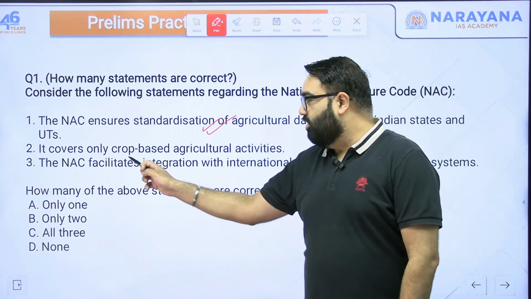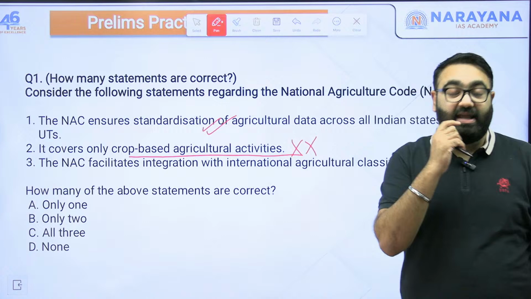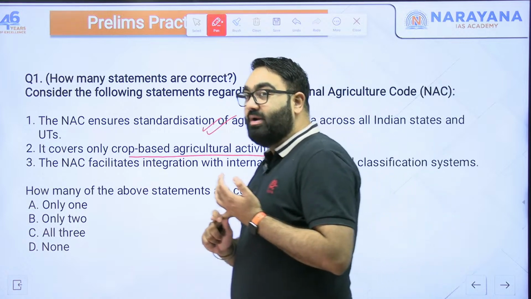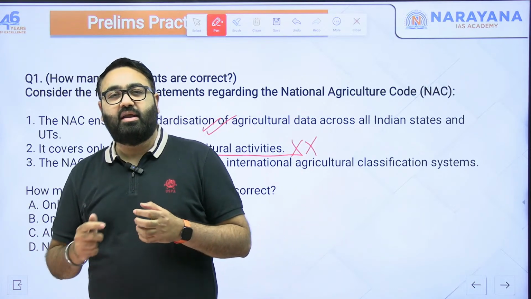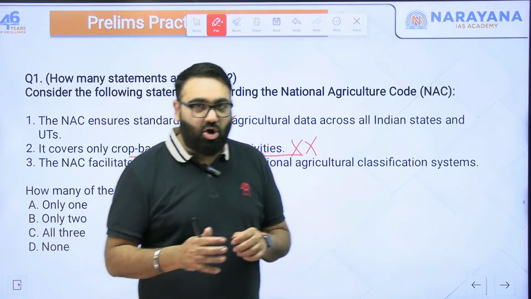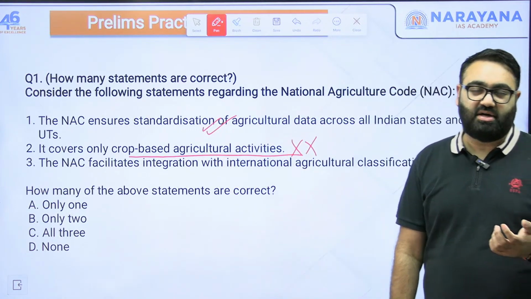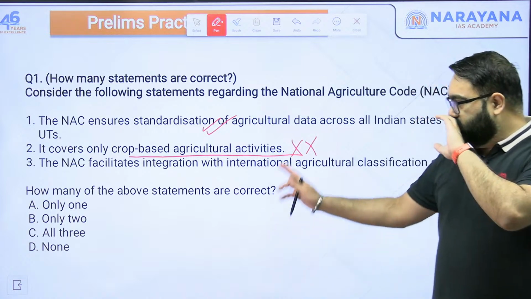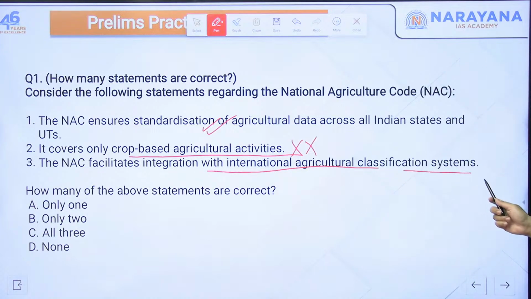Second, it covers only crop-based agricultural activities. No, we just discussed this. It is a comprehensive coverage of each and every process involved in agriculture. So for example, your land management, your irrigation activities, your packaging, every single thing will be taken into consideration before the BIS decides to give you a certain certification. So it is not that only the cropping pattern, only how you are growing, only crop-based agricultural activities will be taken into consideration. It's a much broader, much wider framework that is involved here. Second is wrong.